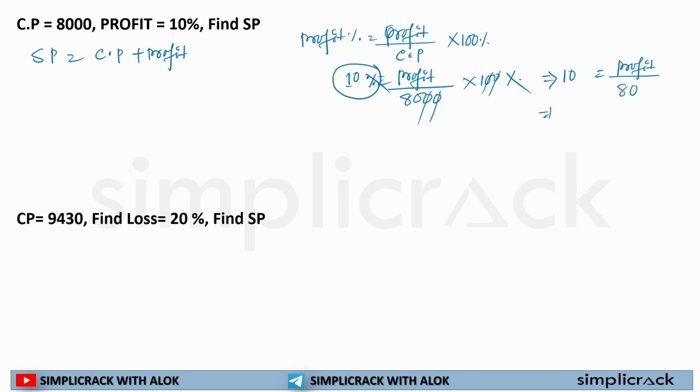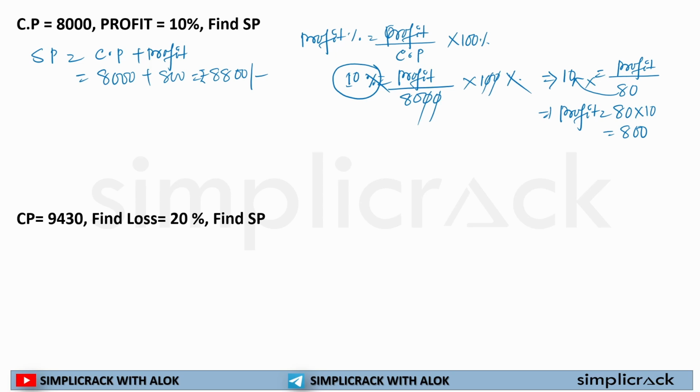Now this 80 will come to this side and it will get multiplied. So now my profit will be what? 80 multiplied by 10 is equal to 800. Now here my sales price: cost price was 8,000 plus profit was 800. My answer is 8,800. So this is my sales price. So this was one method.